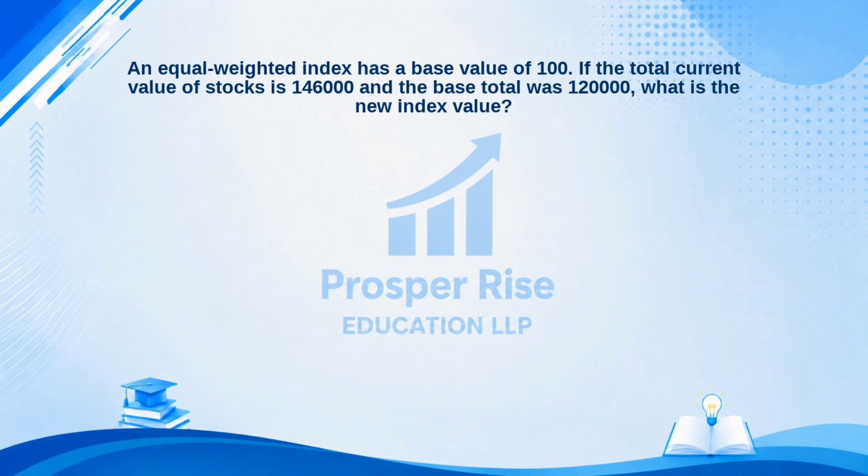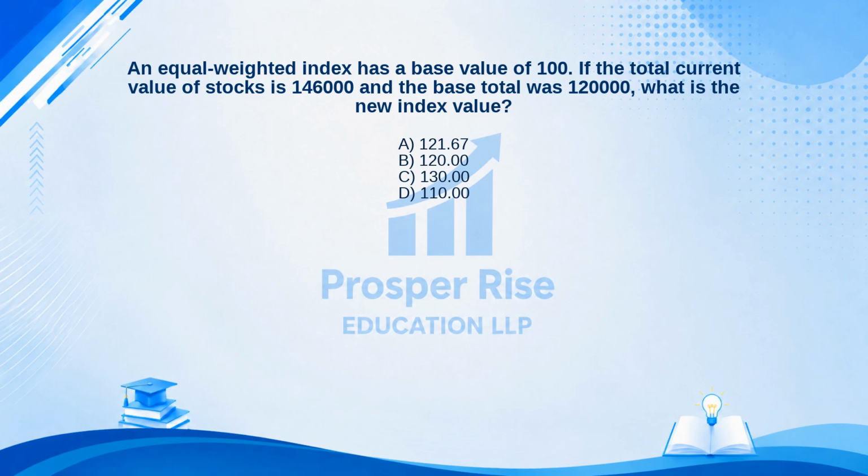Let's tackle this exam question. An equal weighted index has a base value of 100. If the total current value of stocks is 1,46,000 and the base total was 1,20,000, what is the new index value? Here are your options. A. 121.67, B. 120.0, C. 130.0, or D. 110.0. Take a moment to pause the video and decide.